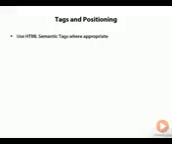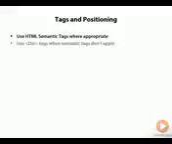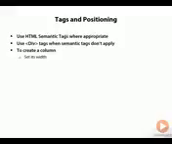We're going to be working with tags and positioning our tags on the page. We'll use HTML semantic tags where appropriate, and we'll use div tags where we don't have the appropriate semantic tag. To create a column, we're going to set its width, and then we're going to set the keyword float.